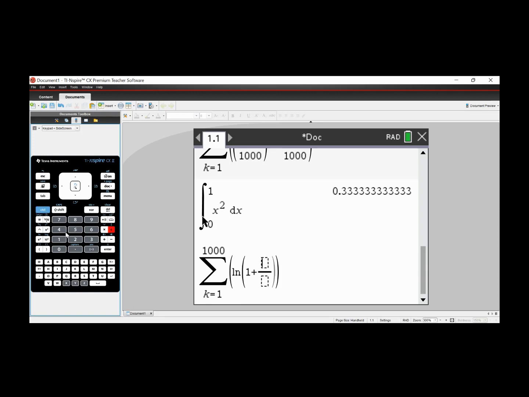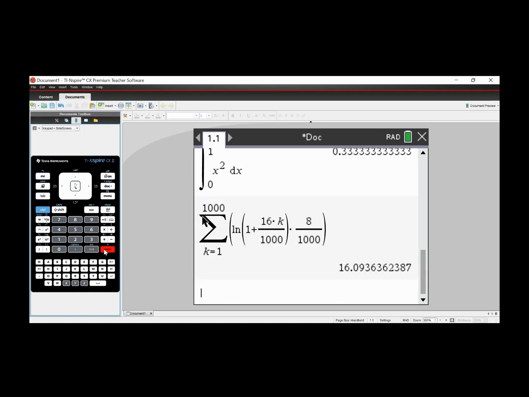now we need our fraction template. We need a 16k over n, which is 1000, because we substituted a value in. Get out of that. Close the parentheses, open a new one, control fraction for our delta x is 8 over, our n is 1000 that we're using for a big value. We press enter. We get about 16.093636. Let's check our definite integral.